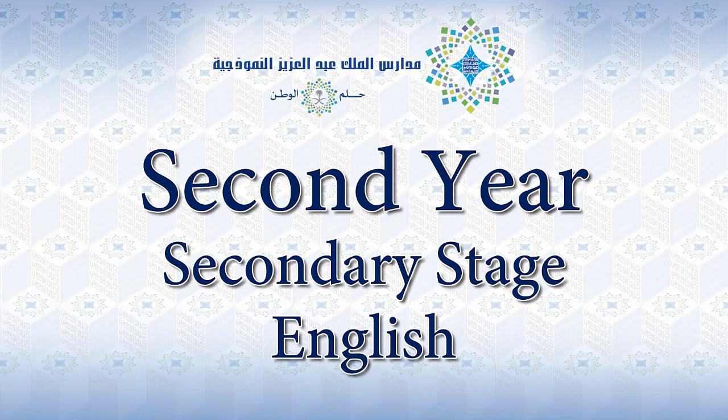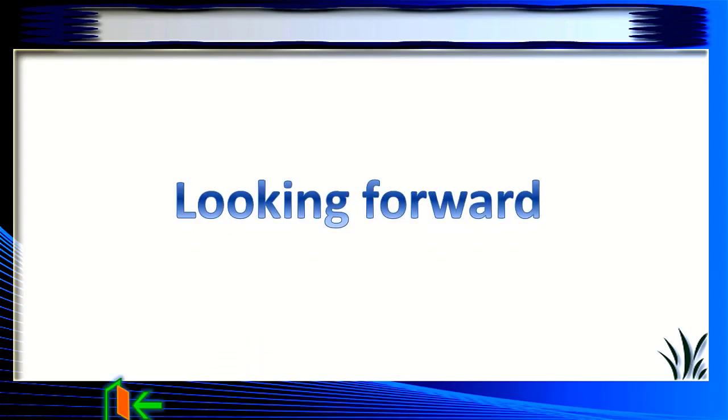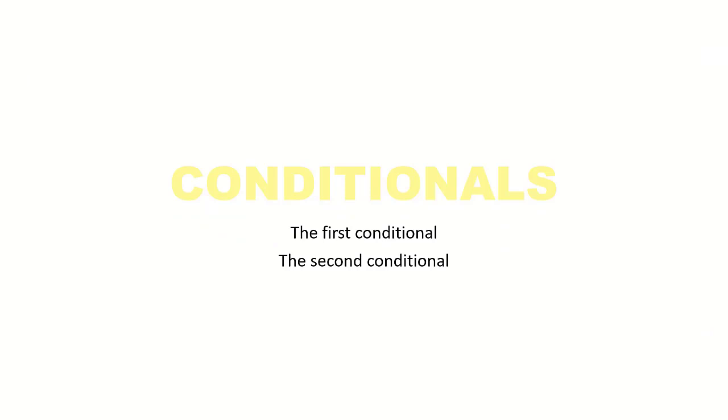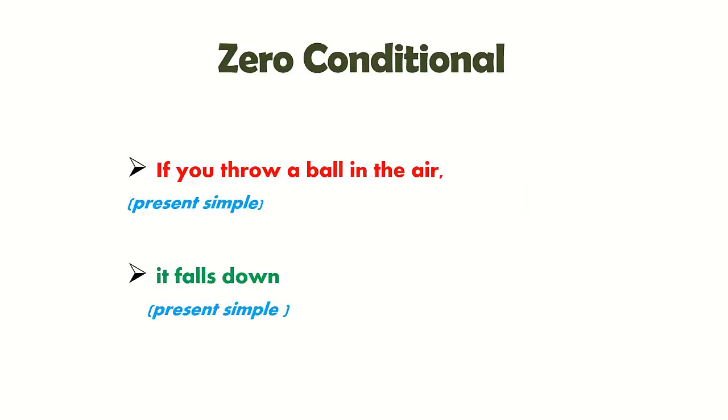Today it's grammar time. Today we're doing the if conditionals. It's Unit 6. Lesson 2 is about if conditionals and Lesson 3 is about if conditionals, so the unit is mainly about if conditionals. Lesson 2 is entitled Looking Forward, and we start with the first conditional and the second conditional, and we will do the zero conditional. We start with the zero conditional.